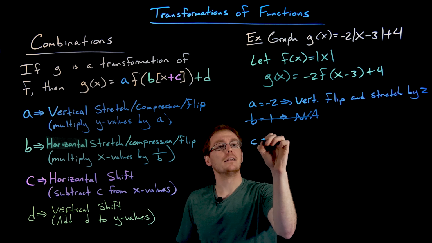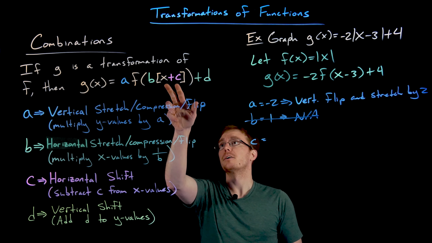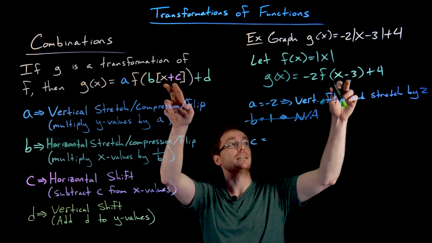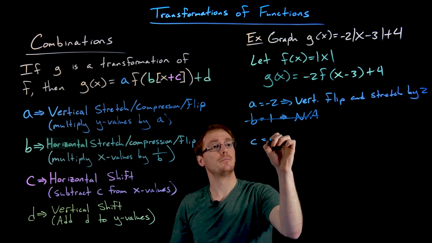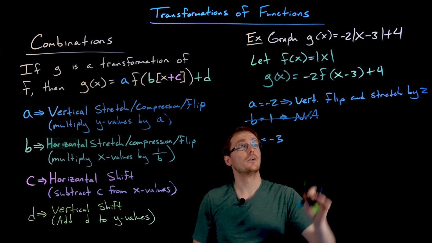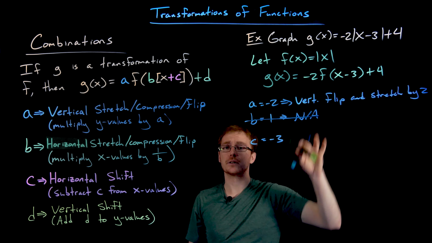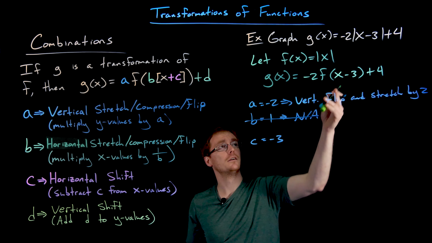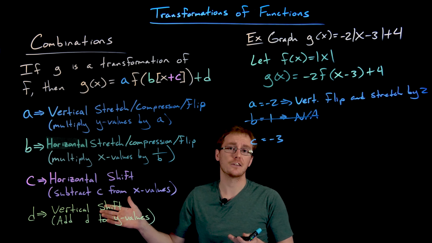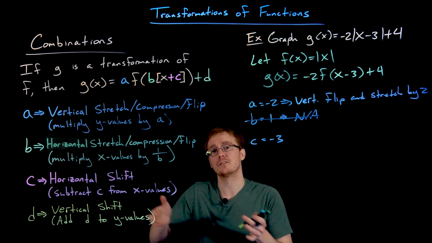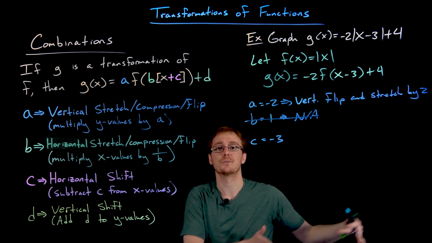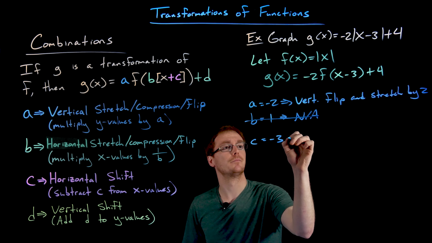All right, do we have a c value or parameter? It looks like we do. c is equal to -3. And so remember, this is going to be a horizontal shift, but it's always kind of counterintuitive. Subtracting 3 from x inside the function intuitively makes you think you're shifting to the left 3, but it's actually the opposite. We're going to the right 3.